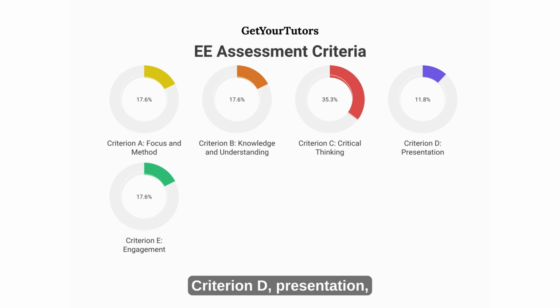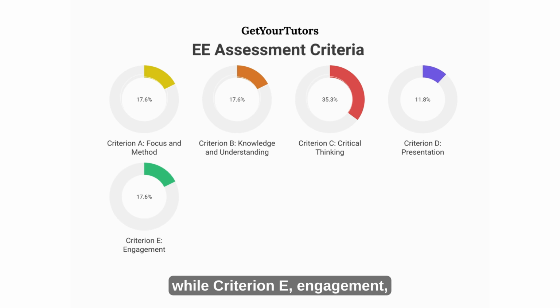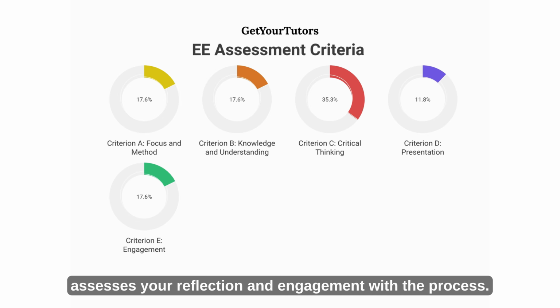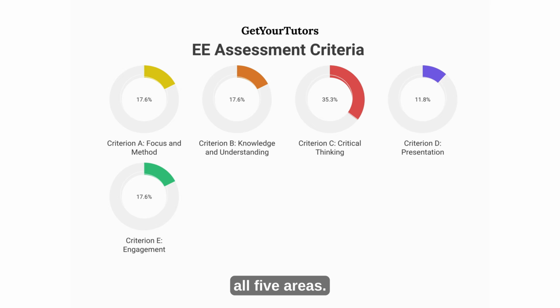Criterion D, presentation, covers the formal requirements, like the title page and layout, while Criterion E, engagement, assesses your reflection and engagement with the process. Your final grade hinges on excelling in all 5 areas.